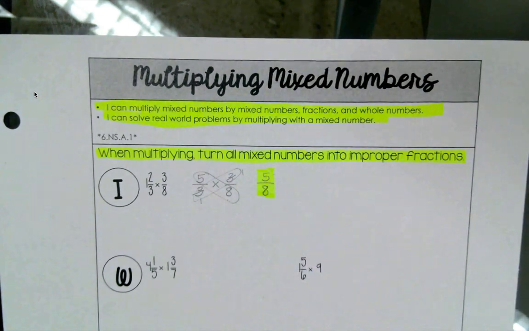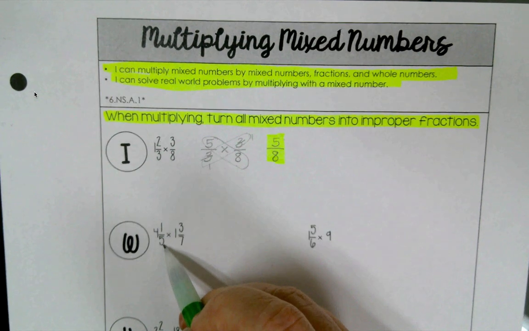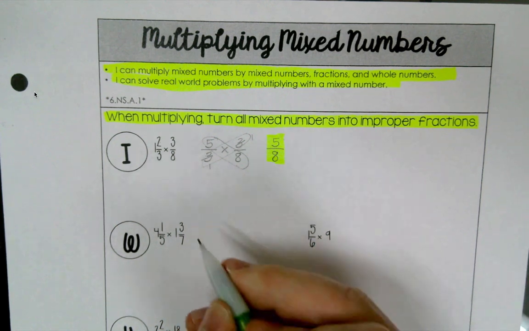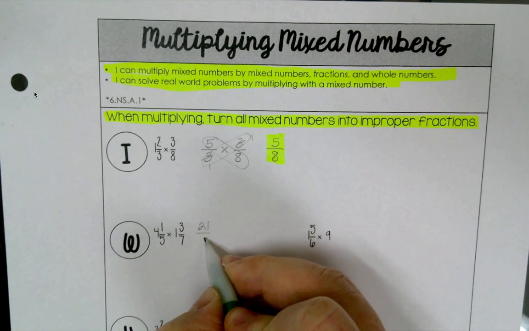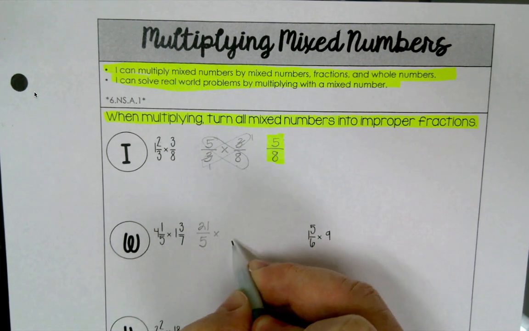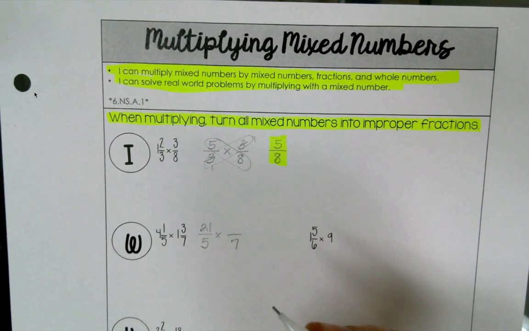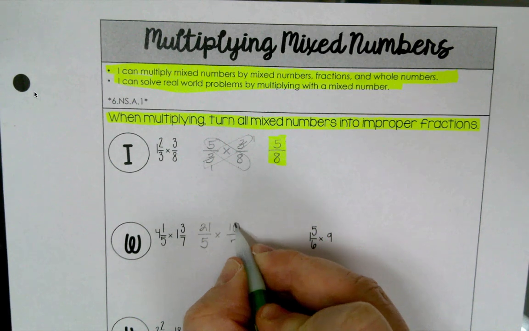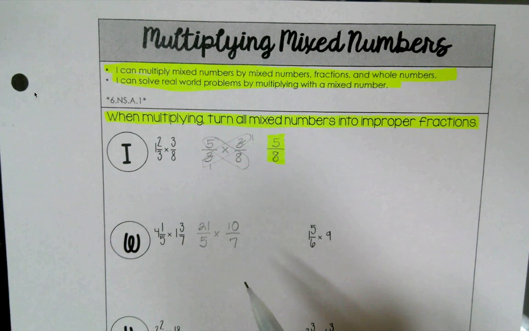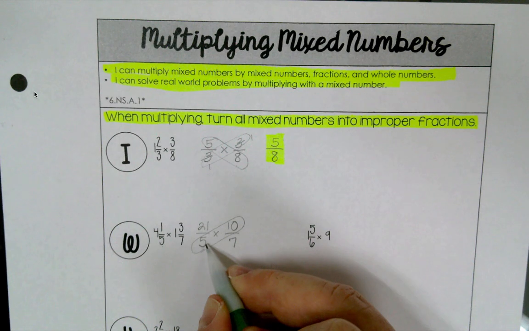Okay. So here's another we do. I have denominator times whole number, so 5 times 4 is 20, plus 1 more is 21. Remembering that my denominator stays the same. And then my next fraction, denominator stays the same. 7 times 1 is 7, plus 3 more is 10. Okay? Now, you can multiply, that's big numbers, okay? Or you can cross-simplify. So the greatest common factor of 10 and 5 is 5.